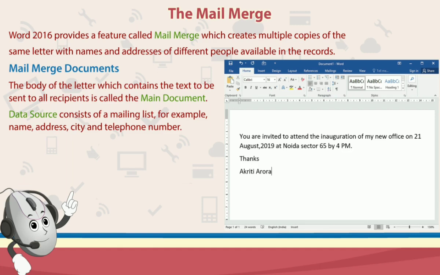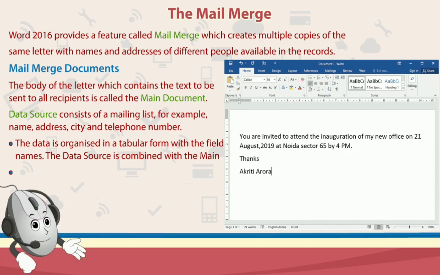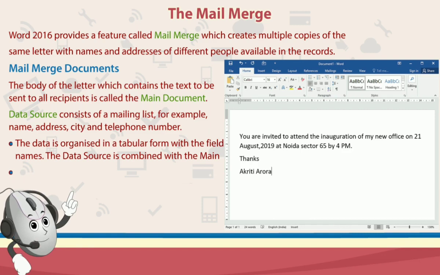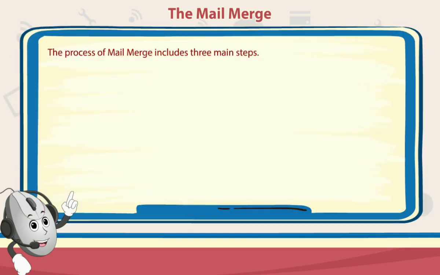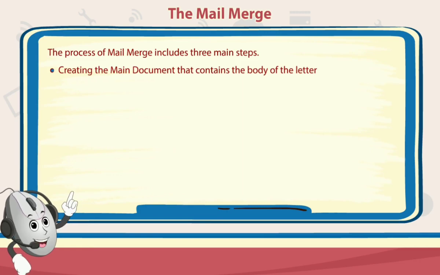Data source consists of a mailing list, for example name, address, city and telephone numbers. They are called the data source. The data is organized in tabular form with fields like name. The data source is combined with the main document so that the field names can be used in the main document.